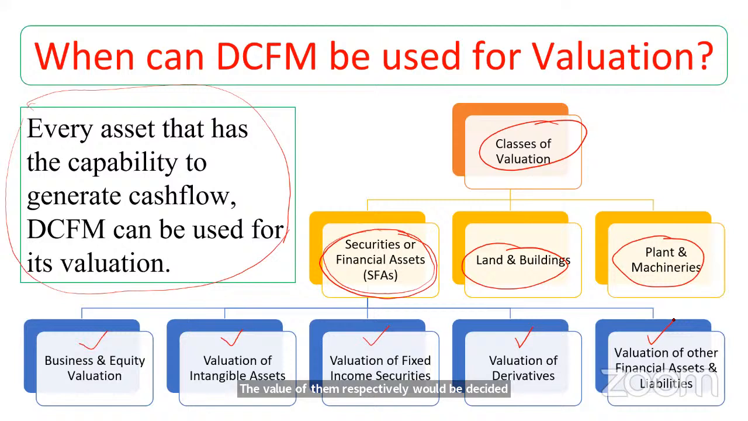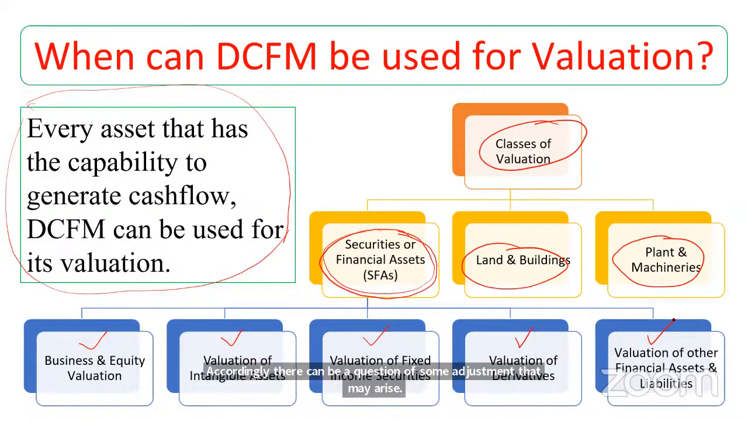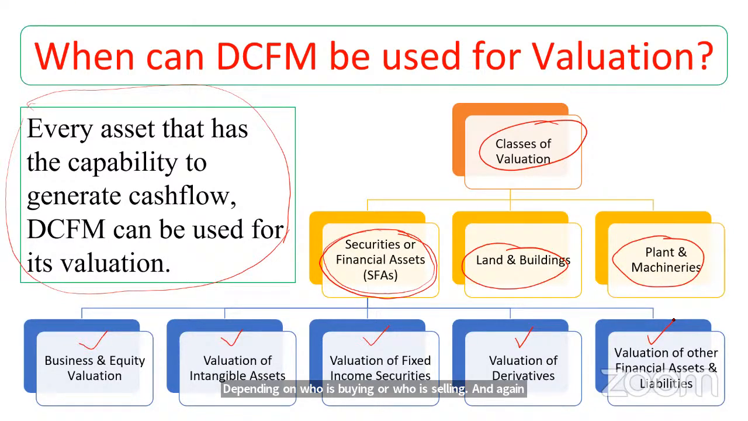There can be a question of some adjustment that may arise depending on who is buying or who is selling, and whose need it is. If the minority interest is in need to dispose of their holding, the majority would be able to negotiate a price which is favorable to them. Or when the majority is in need of acquiring the minority stake, in that case the minority will be able to negotiate a better price for them.